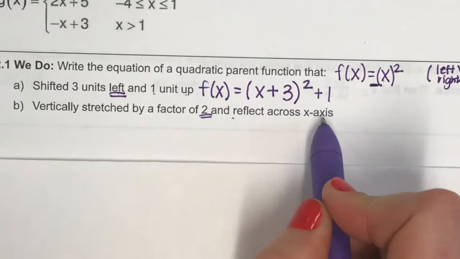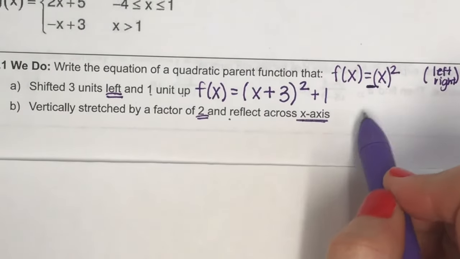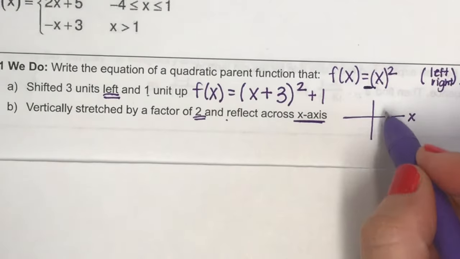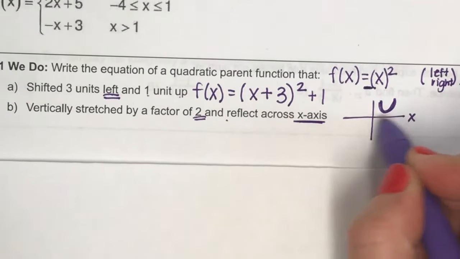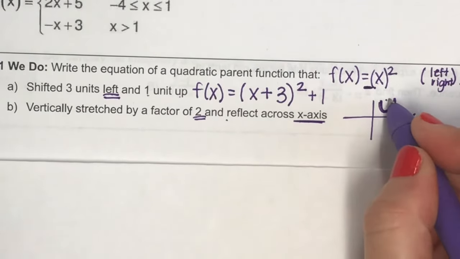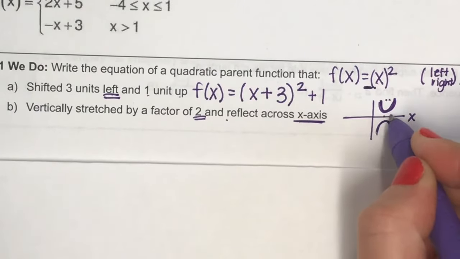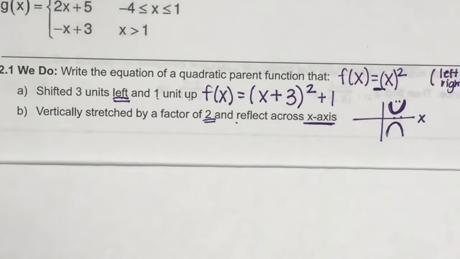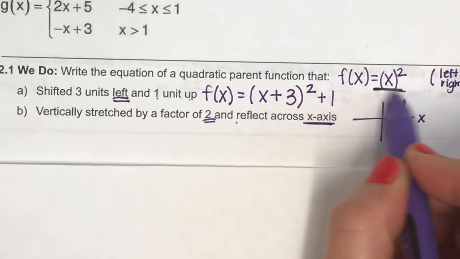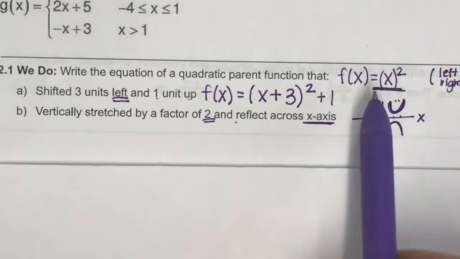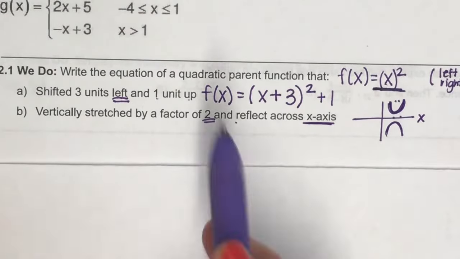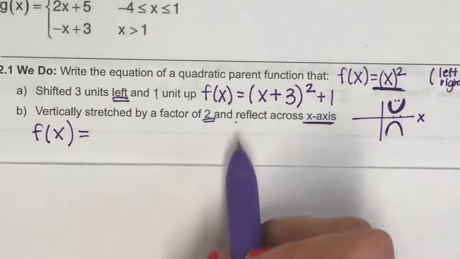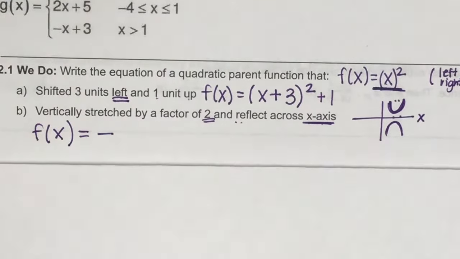And reflecting across the x-axis. If I think about a graph, the x-axis is over here. If I flip a quadratic across the x-axis, that means it goes from a happy face to a sad face, or essentially from a sad face to a happy face. You just do the opposite. But since I'm going from the original quadratic parent function, it's a positive, so I'm going to make my graph a negative. So my equation's f of x equals, so reflect across the x-axis means make it a negative.